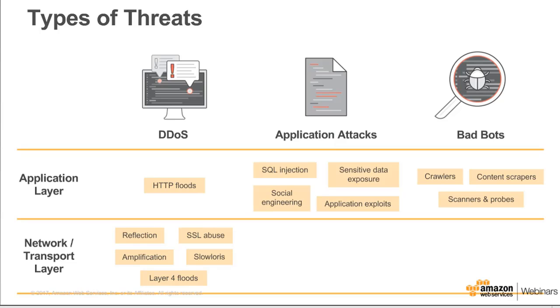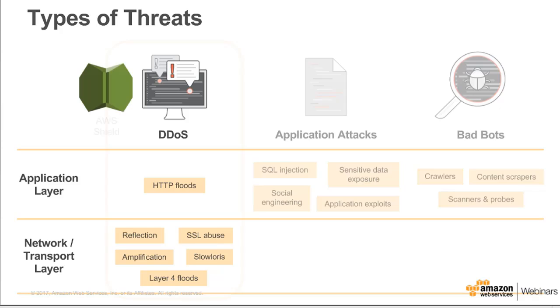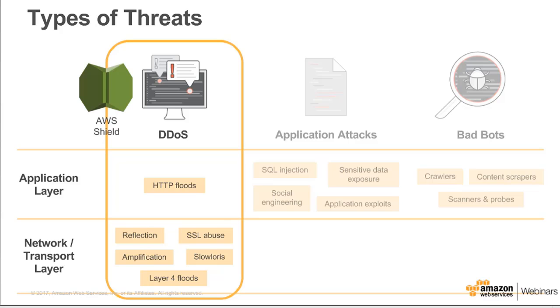So we'll talk about the major types of threats that you may be concerned about when you build your applications on AWS, specifically DDoS attacks, application attacks, and bad bots. I want to first focus on DDoS attacks. These are things like network and transport layer attacks and application layer attacks, or you may know them by their common names like reflection attacks. You may have heard of DNS reflection, SSDP reflection, and also those are types of amplification attacks, and also layer 4 floods like SYN floods.